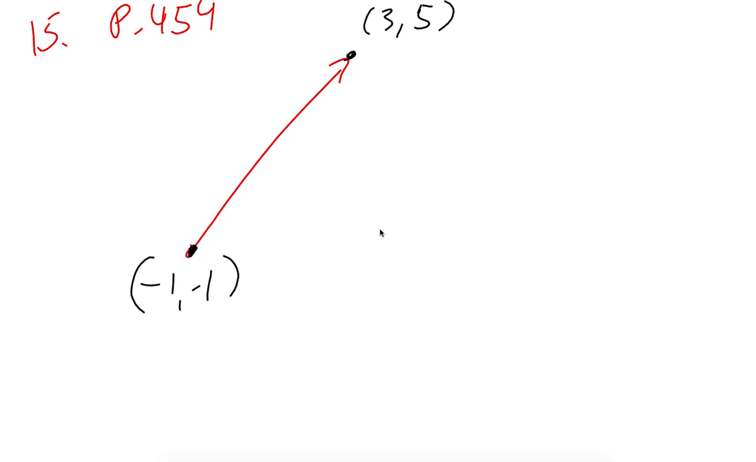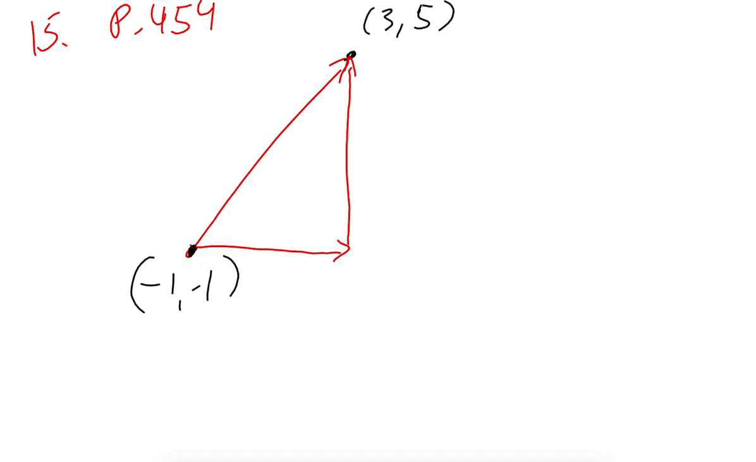This is number 15 on page 454. For this problem, we're supposed to find the component form and the magnitude, okay? So the component form, if you remember, it's the distance this vector travels in the x direction, comma, the distance it travels in the y direction.